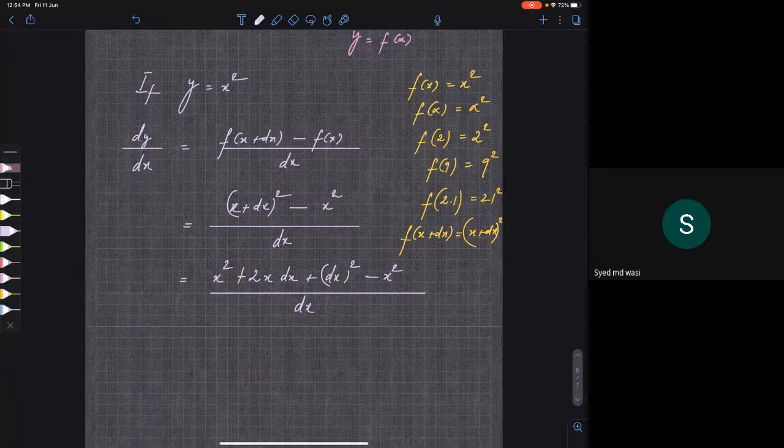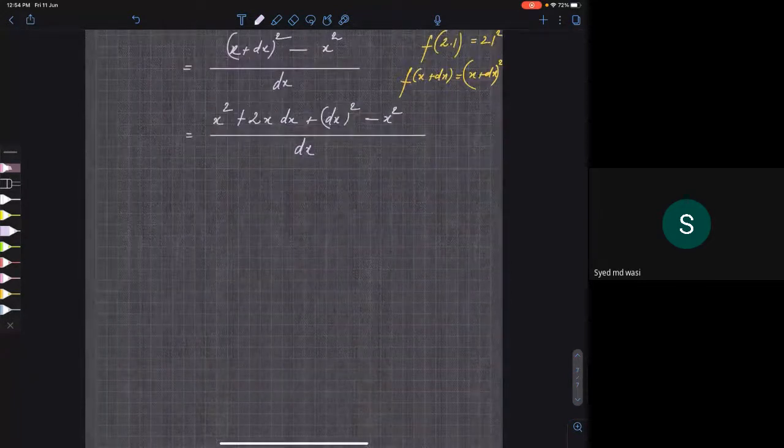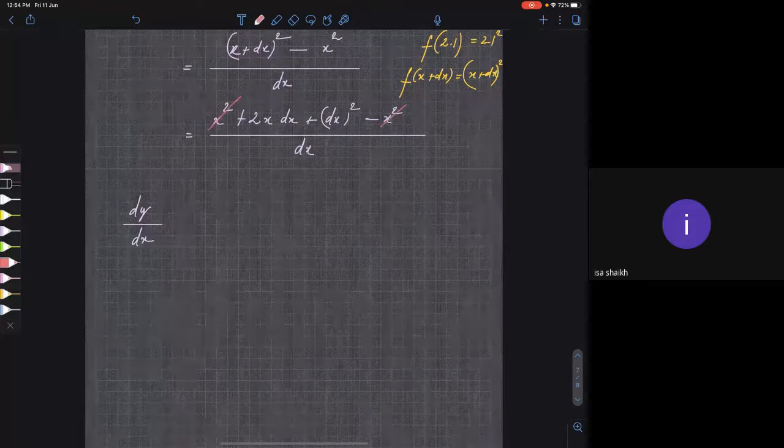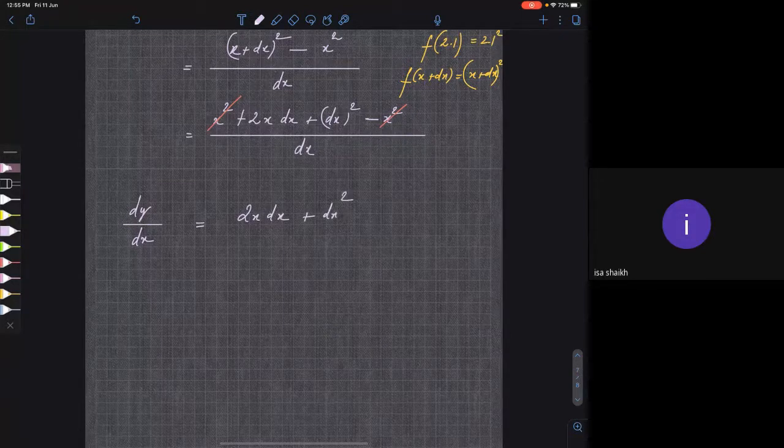Okay. So tell me, what is dy by dx? So dy by dx is 2x plus dx. See, this x square and x square will cancel. So what will remain? 2x dx plus dx square. Divide by dx. If I separate, it will be 2x plus dx. Why? Because one dx will cancel here.